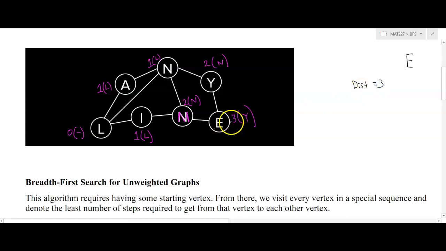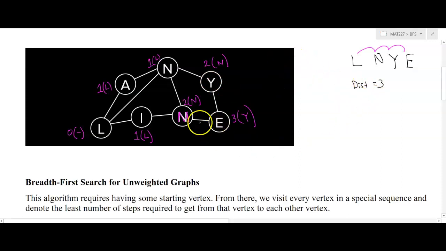And the most recent predecessor of E is Y. And the most recent predecessor of Y is N. And the most recent predecessor of N is L. And you can see that this is now a path of length 3. L to N, N to Y, Y to E. And we can do the same thing for every other vertex.